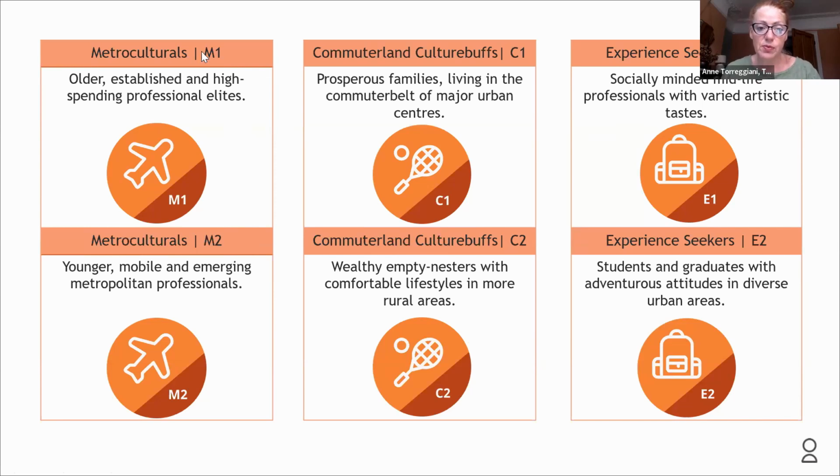Commuter land culture buffs being that sort of older, quite affluent, leafy suburbs kind of audience. But here we see that there's a big difference between sort of suburban and urban audiences, which should be quite interesting. And again, that younger experience seekers group, really important because they're a bit of a signifier about what tomorrow's audiences might look like. We've sort of split again, I think quite a lot of this by age.